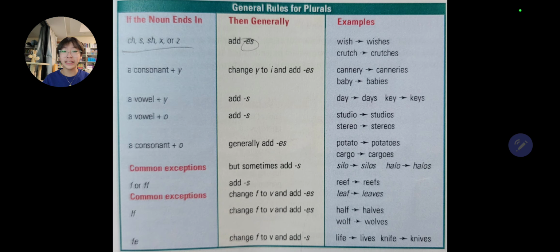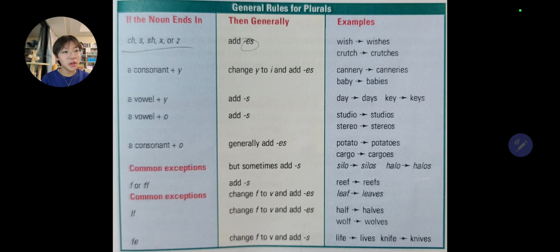Usually when you have a consonant, something that's not A, E, I, O, U, followed by a Y, you change the Y to I and then add ES: canary, canaries, baby, babies. If you have a vowel before the Y, you usually just add S, like day into days, key into keys. Also, there are sometimes exceptions to the IES rules.